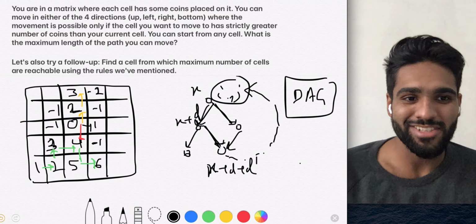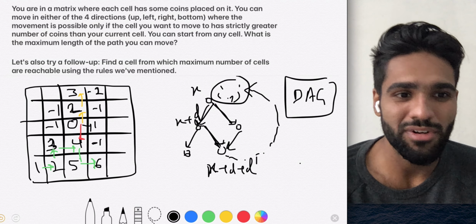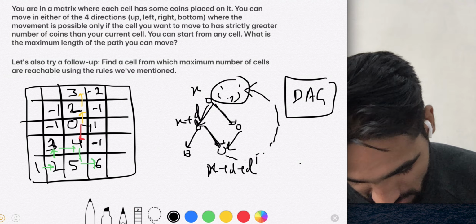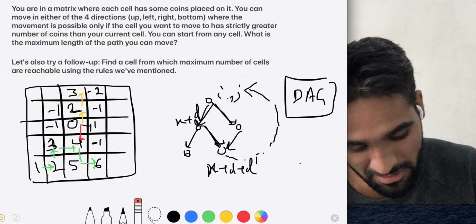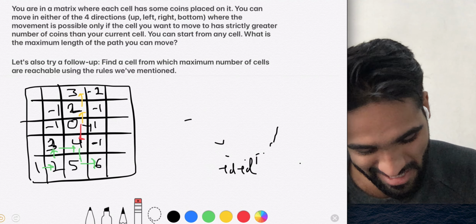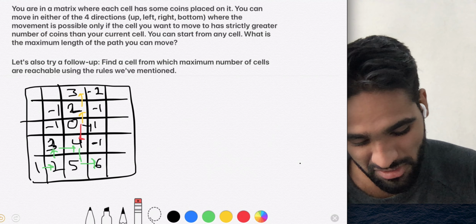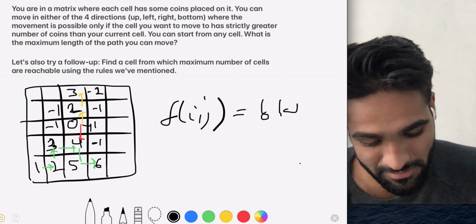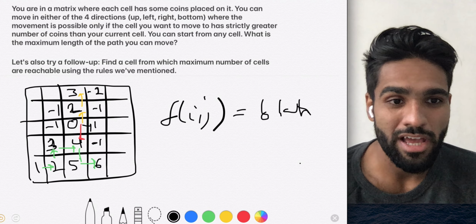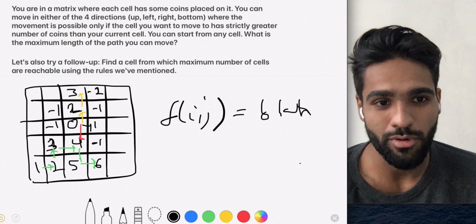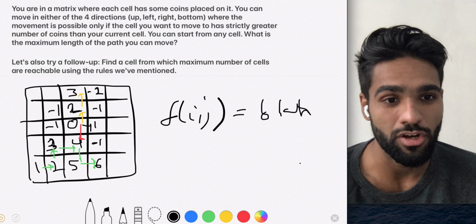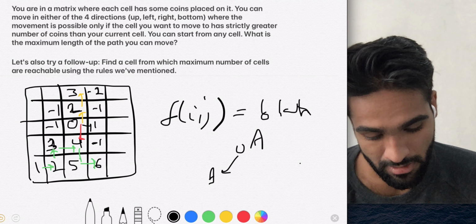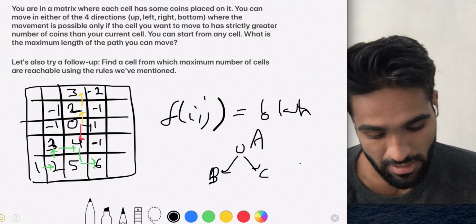The reason I ask this follow-up is it's a tactical shift from how you've been thinking. If you've been thinking about it as a dynamic programming solution, typically candidates would try to enhance their recursive function by adding more information to it, and that's a trap. You had defined f of ij equal to something. Now you're saying, let me define f of ij differently, saying that f of ij denotes the number of cells that are reachable from i comma j. So you have cell A, you have B, and then you have cell C and D.